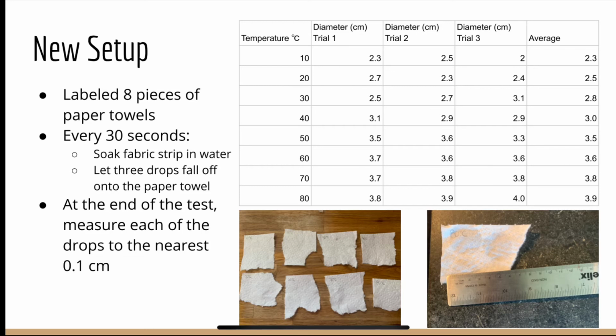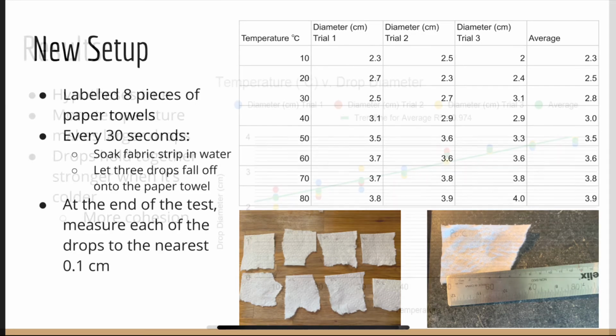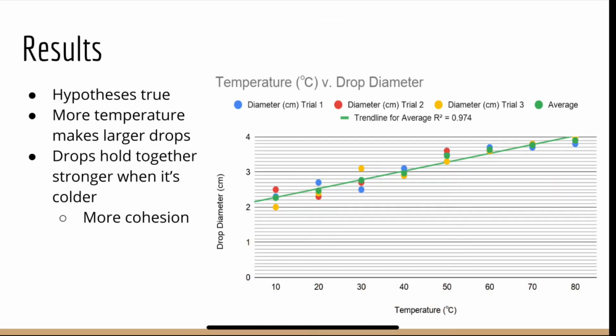And then at the end of the test, I measured the diameter of each of the drops to the nearest 0.1 centimeter. And as we can see in the data table, the results didn't vary too much between the trials, so I thought this was going to be much more accurate than the other tests. And it was. It looked like my hypothesis was being proven true. As the temperature increased, the drops were larger.